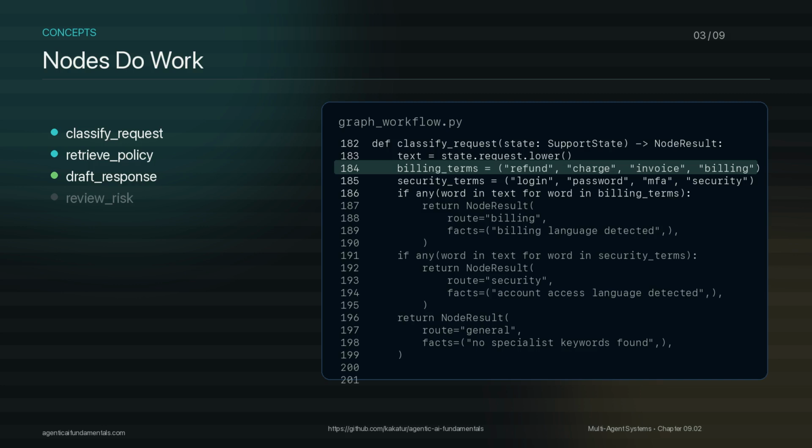Notice the boundaries. The classifier does not also finalize the answer. The risk node does not also retrieve policy. Clear node ownership makes the graph easier to test and easier to debug.